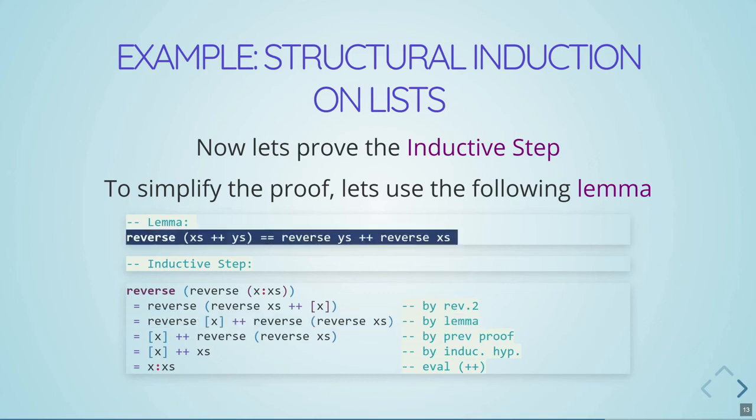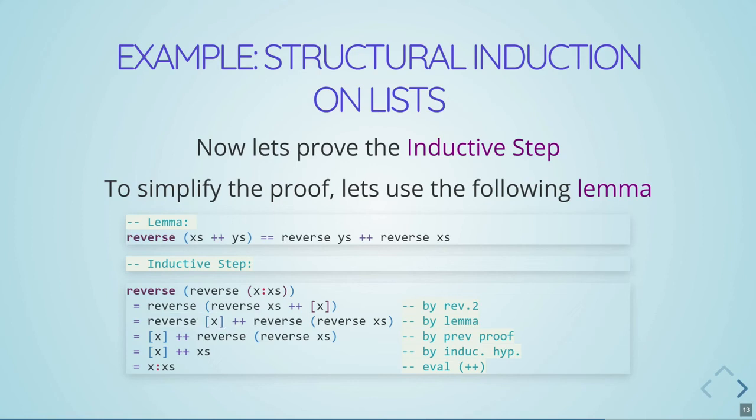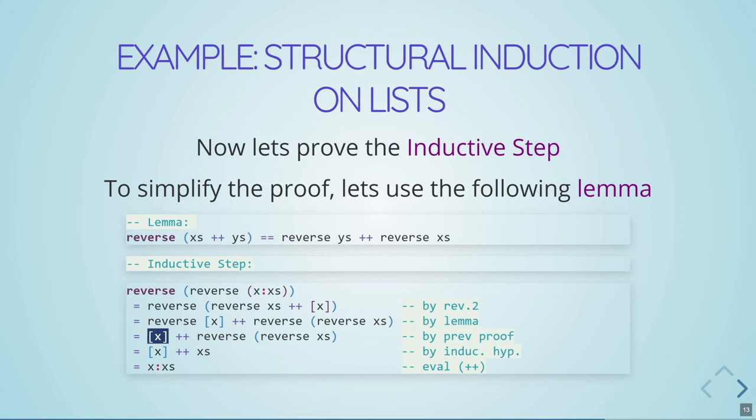So having this equation, the lemma, we'll use it and we'll get the reverse of the list of x plus the reverse of x's. Now, the interesting thing that happens here: first of all, we have the reverse of the list of x, and from the proof that we did before, we know that's just the list of x on its own. So you can see that proofs we used before, or proofs that we haven't done yet, we can continue to use. So we get just the list of x here. And then we have the reverse of the reverse of x's.